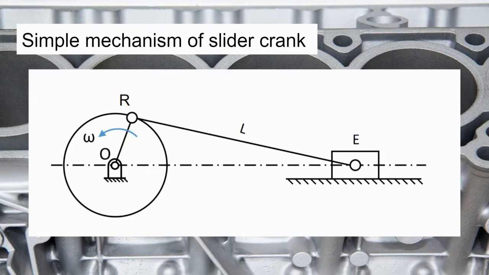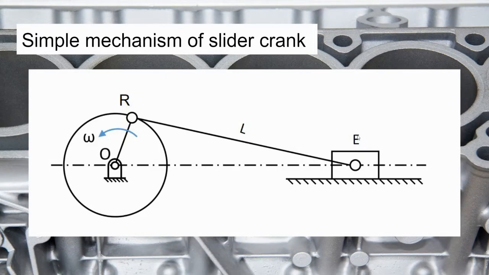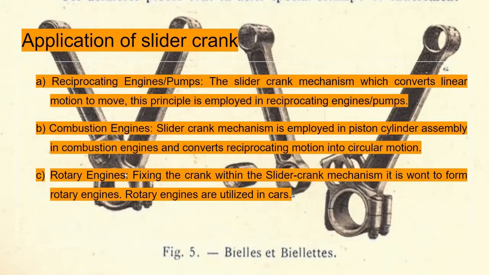Okay, so this picture shows the simple mechanism of the slider crank. As you can see, E represents the piston, L represents the connecting rod, R is the bearing that connects the connecting rod and the crankshaft, and O is the bearing that rotates the crankshaft. So we move on then.